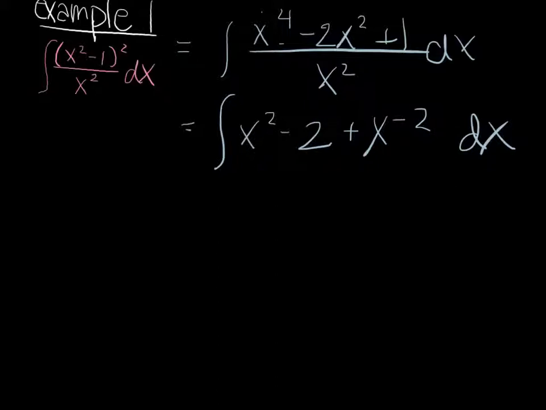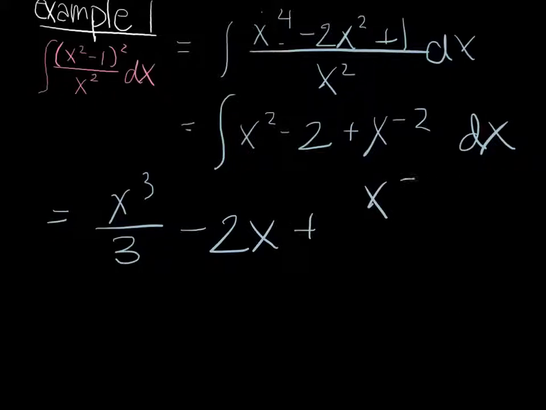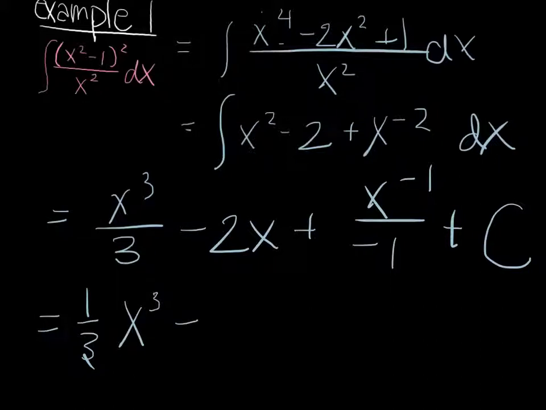Then we just integrate each part. We know that the integral of x squared is going to be x cubed, but we need to put it over 3 because when we multiply out the 3, it will need to cancel, so it is just x squared. Then we get minus 2x because the derivative of 2x is simply 2. Then we get plus x to the negative first over negative 1 plus c. We cannot forget to add the c. We can then simplify this to be 1/3 x cubed minus 2x minus 1 over x plus c.